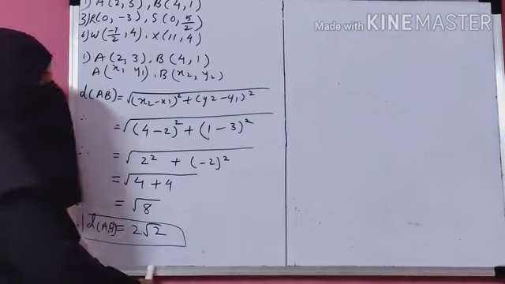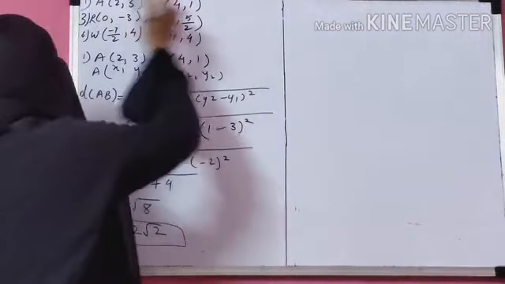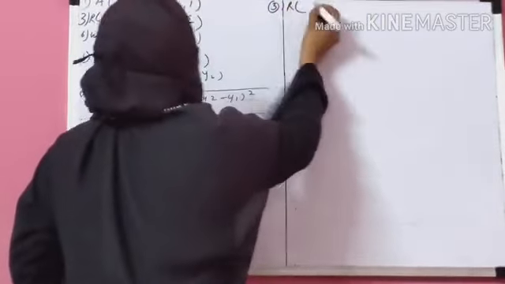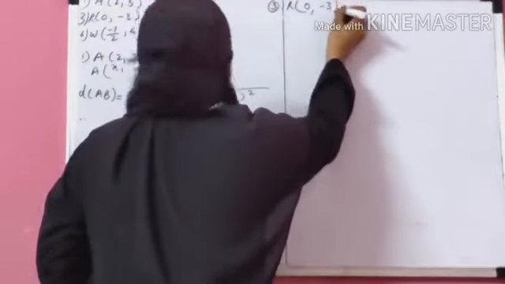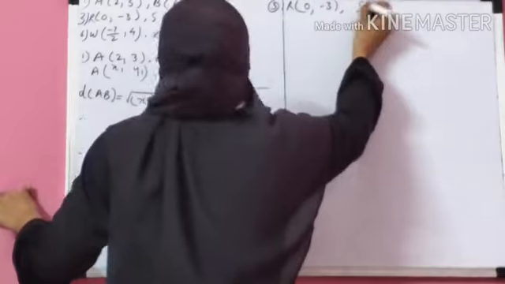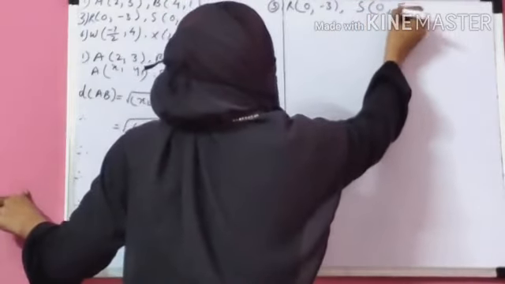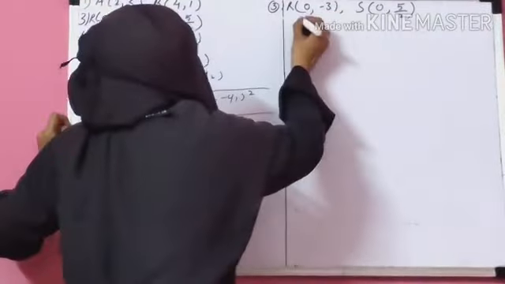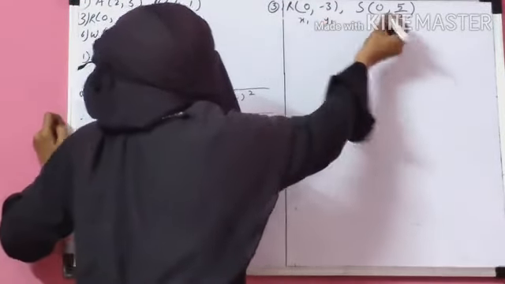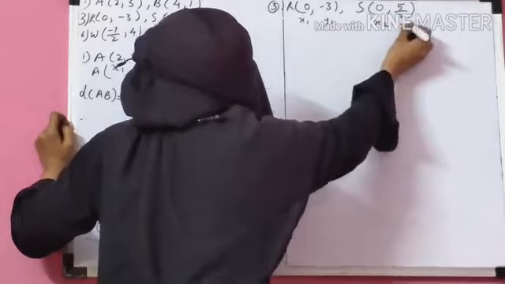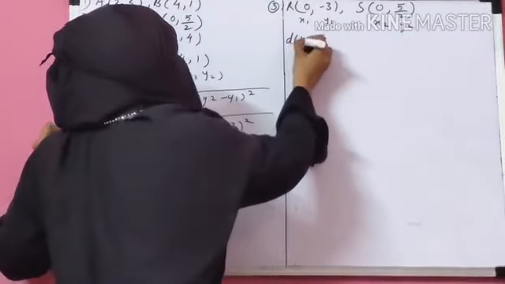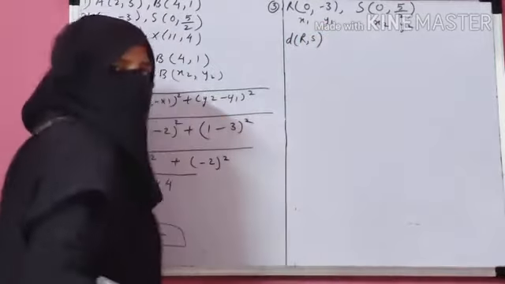Got it? Now second one, that means third one. I am taking this third one. Point R is (0, -3) and point S is (0, 5/2). Okay. Third one. So first of all, this point is x1, y1 and this point is x2, y2. Okay. Now apply the formula. Distance between point R and S.